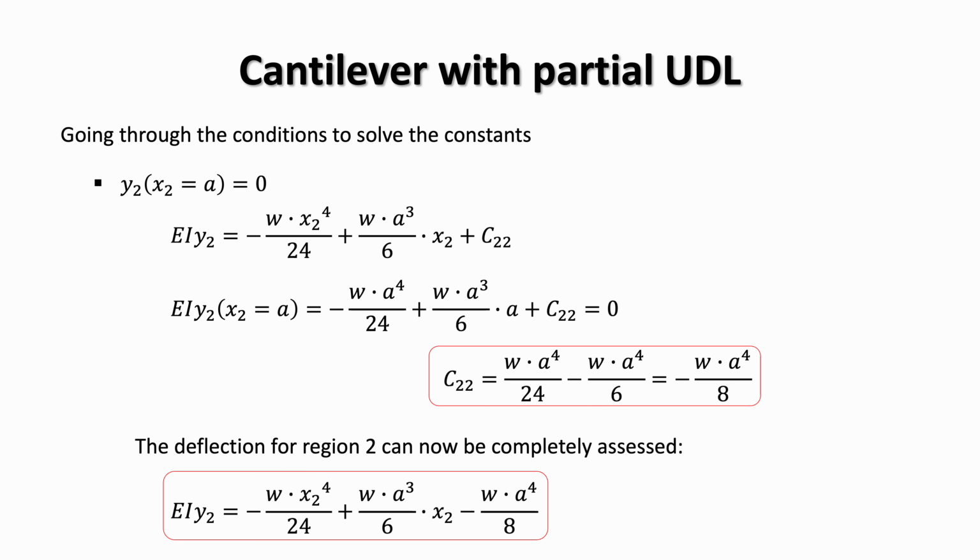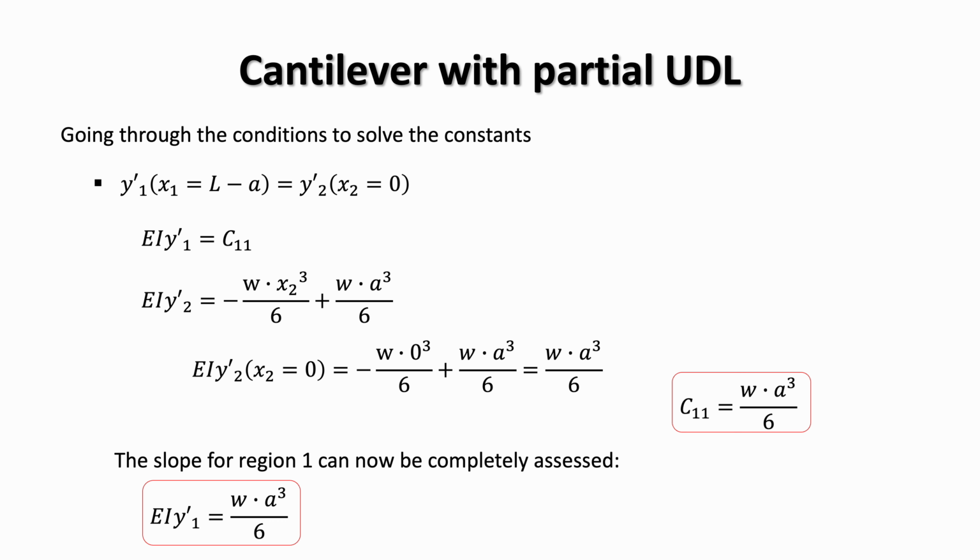In region 2, we found the deflection expression and simplified it in the previous step, and at the fixed support, as we said, x2 equals A, and the deflection must be 0. So substituting x2 equals A gives us minus wa to the power of 4 over 24 plus wa cubed times A, so again wa to the power of 4 over 6, plus c22. Combining the terms and simplifying gives us that c22 equals minus wa to the power of 4 over 8. And now the deflection expression for region 2 is completely defined. Region 2 is now fully determined, and we can move on to applying the continuity conditions at B to determine the remaining constants for region 1.